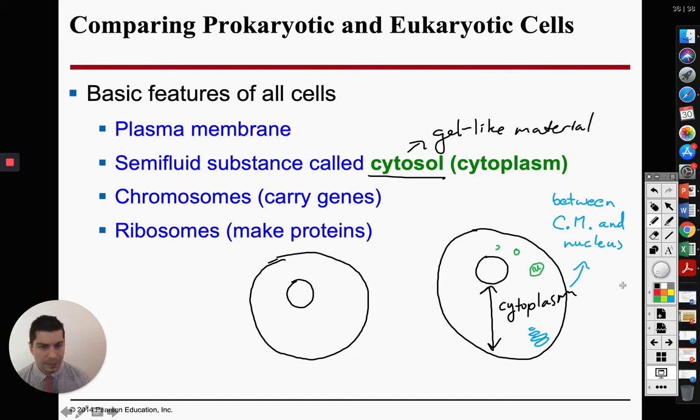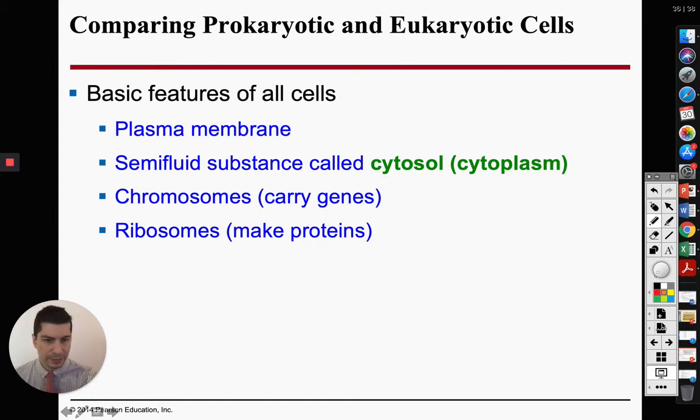Okay? If we wanted to draw the cytosol, it's all of the goop that holds all of our organelles into place. All right? The cytoplasm is going to be the goop plus our organelles. So there's your difference between them.